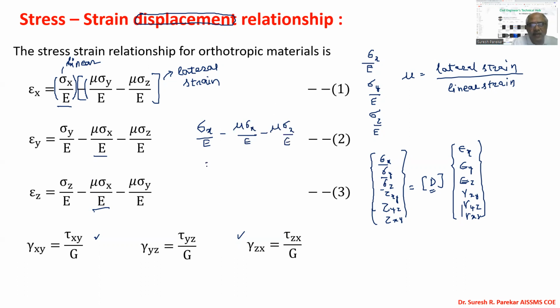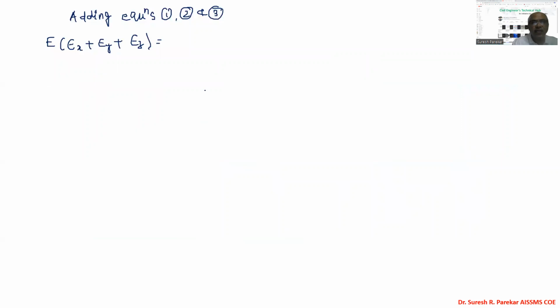If we take sigma x by E common, then we get 1 minus mu minus mu, and from this we will get sigma x by E times 1 minus 2 mu. Similarly for sigma y, similarly for sigma z. Now E we have already taken on the left, so we will get only sigma x times 1 minus 2 mu. If I consider all, then I will get sigma x plus sigma y plus sigma z, in bracket 1 minus 2 mu.